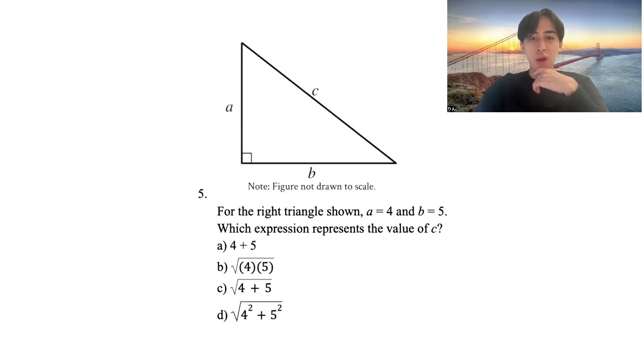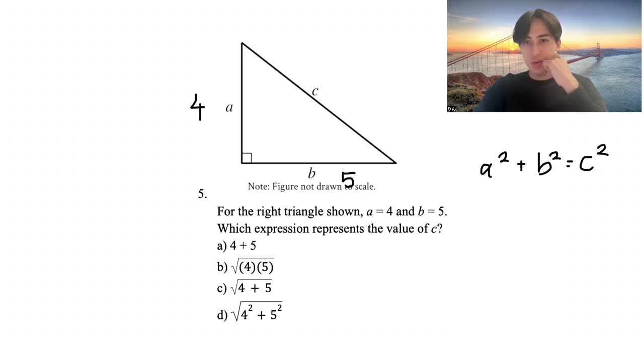Number 5. For the right triangle shown, A equals 4, B equals 5. Which expression represents the value of C? So we know this side, which is 4, and this side, which is 5. We just have to find the hypotenuse, the longest side of this right triangle, represented by C. Okay, so I'm pretty sure all of you recognize this formula, A squared plus B squared equals C squared. This only applies to right triangles, by the way.